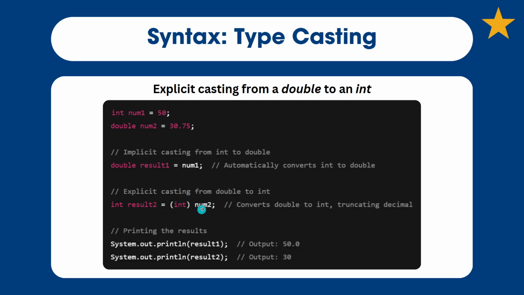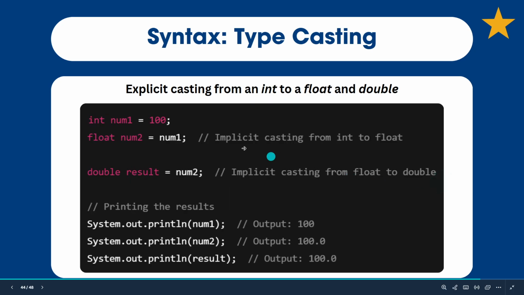We turned num2, which was a double of 30.75, into a whole number, an integer. We casted it, and it's going to cut off the decimal. So this would be an example of data loss. It was originally 30.75, but if you turn it into an int, it's a whole number. An int doesn't have decimals, so it's got to chop off the 0.75. And again, that would be an example of data loss.